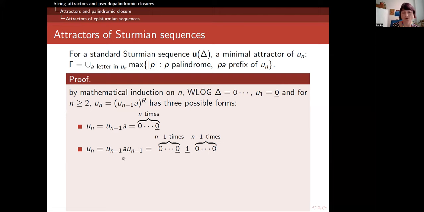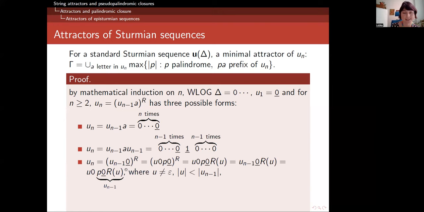This happens only in case where un minus one is only a string formed by zeros and a is one. So in this case, this is your resulting word. And what I say here, I say that the attractor will be the longest palindromic prefix followed by zero, which will be this zero. And then the longest palindromic prefix followed by one, which will be this one. So yes, you can check that this is indeed an attractor of this word.